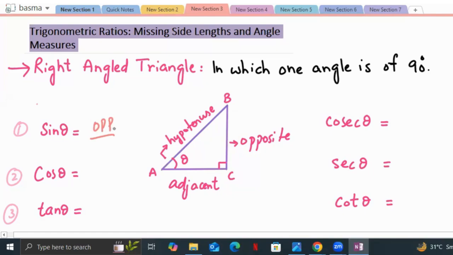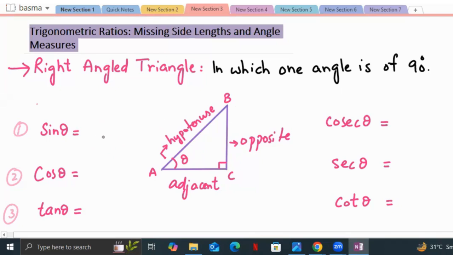Now, what are the trigonometric ratios? Trigonometric ratios are basically the proportional lengths on a right angle triangle. The ratios I'm going to write now are only applicable to triangles which are right. If the triangle is not right, meaning none of the angles is 90 degrees, you can't apply sine theta, cosine theta, and tan theta ratios on it. And the purpose of using sine, cos, and tan is to measure the missing sides and the missing angles in a right angle triangle.